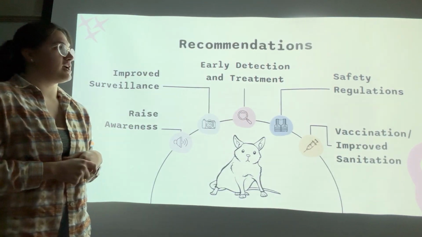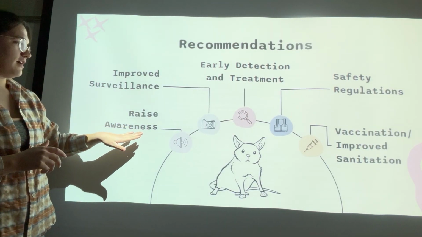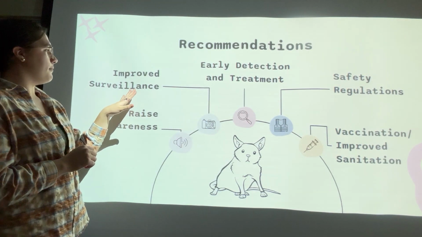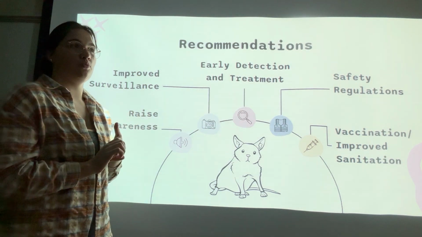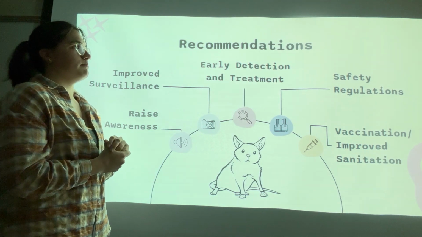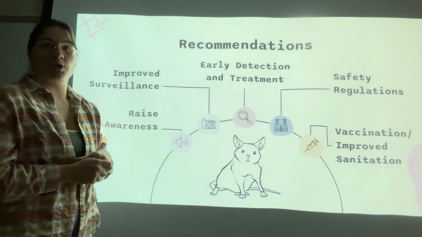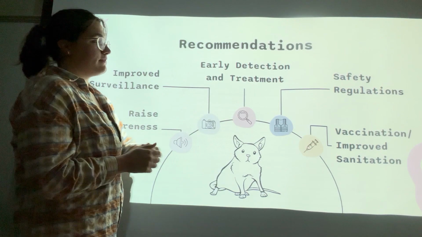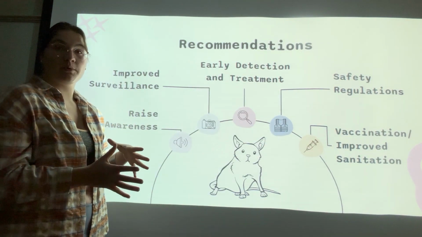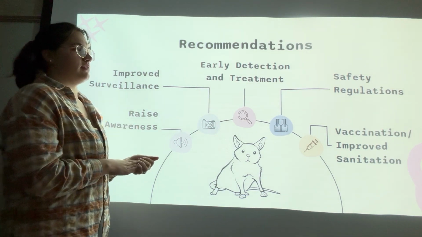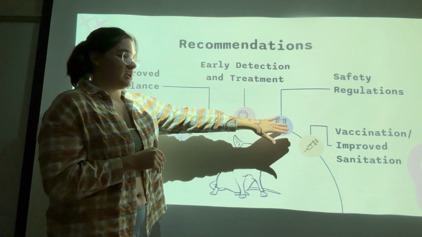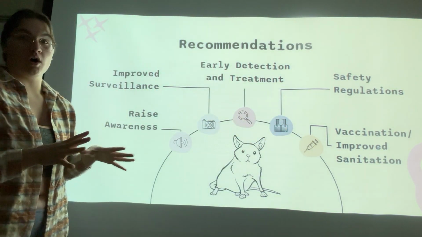And then just some recommendations. Definitely raise awareness. I had never heard about this before I did this presentation. Improve surveillance, know what water is contaminated, what water is not contaminated, make sure that we can detect and treat people early. Safety regulations, make sure that when the water is contaminated that it's not going anywhere, that we can treat the water and then put it back into the system. And then hopefully come up with a vaccination and improved sanitation overall.